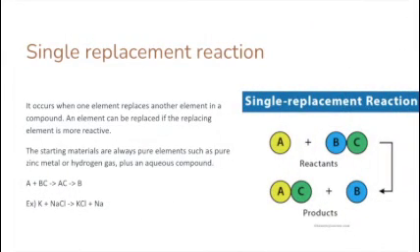The third type of reaction that we're going to look at is single replacement reaction. It occurs when one element replaces another element in a compound. An element can only be replaced if the replacing element is more reactive. The starting materials are always pure elements such as pure zinc metal or hydrogen gas plus an aqueous compound. Below we have an example of potassium plus sodium chloride yielding potassium chloride plus sodium. This shows that potassium is more reactive than sodium because it replaced sodium in the products.